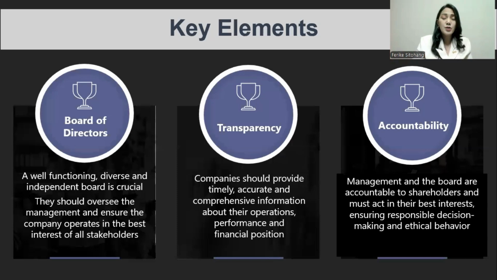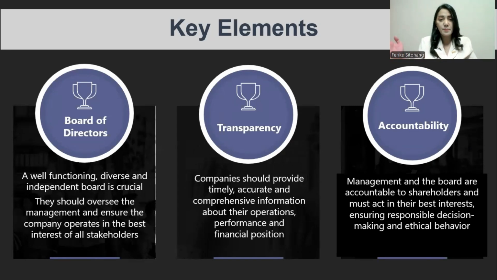What are the key elements to implement good corporate governance? First, the board of directors. A well-functioning, diverse, and independent board is very crucial. They should oversee the management and ensure the company operates in the best interest of all stakeholders.